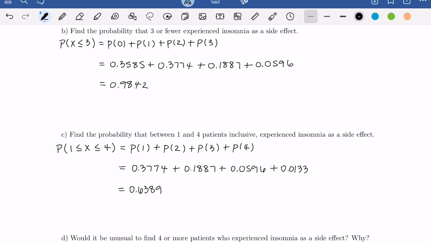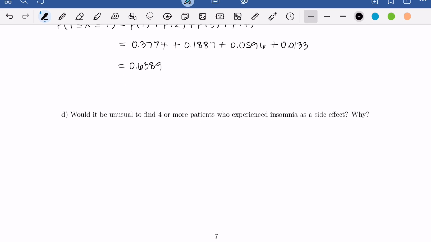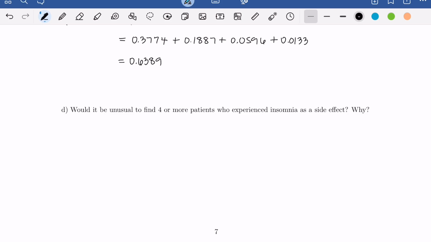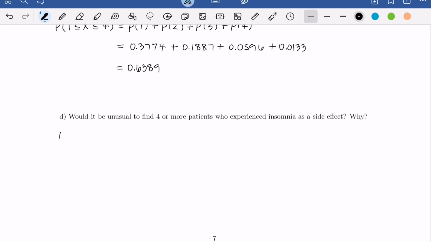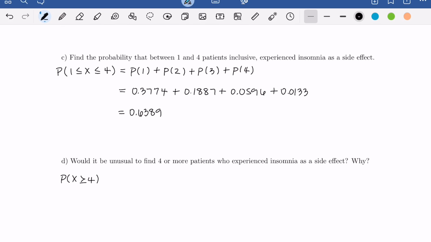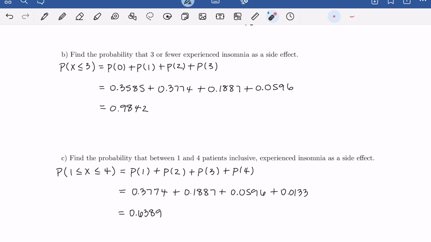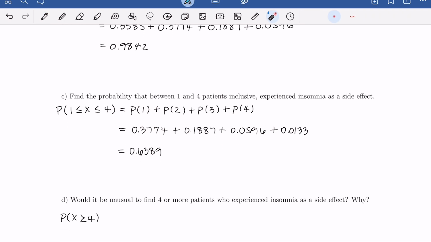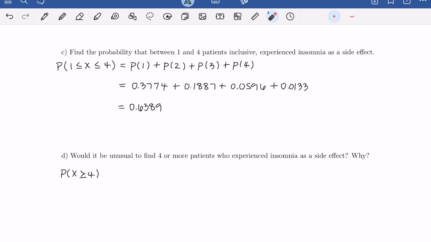0.6389. And then lastly, would it be unusual to find 4 or more patients who experience insomnia as a side effect? So in this case, we're looking for this probability. The probability that 4 or more, so we have inclusivity in this case as well, experience insomnia as a side effect. So we could use the same methods that we saw in parts B through C here, where we're just going to take the sum of all of these probabilities. But in that case, we'd have to find the probability that 4, 5, 6, all the way up to 20 patients experience insomnia and add them together. So that is a lot of work.